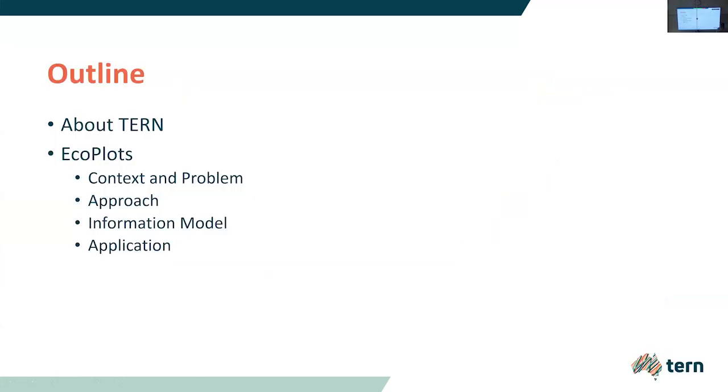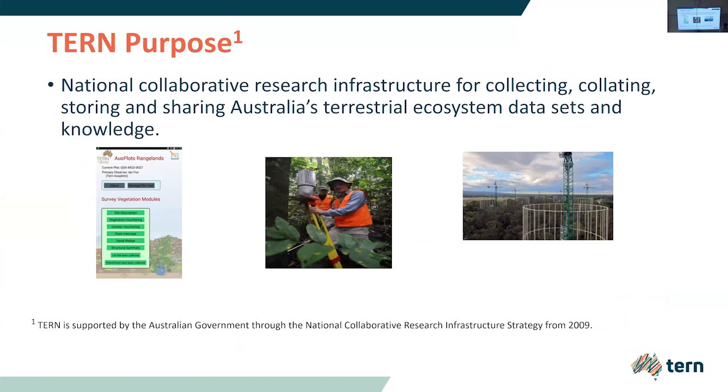I'll provide a brief overview of what TERN is, and then talk about EcoPlots. TERN is a national collaborative research infrastructure. The main aim of TERN is to collect and publish terrestrial ecosystem data. We are funded by the Federal Government Department of Education, and we are one of 23 projects funded under this scheme. We focus on the terrestrial ecosystem.